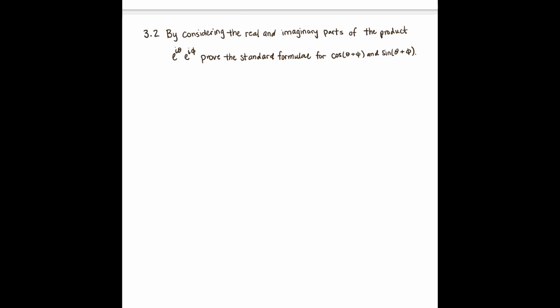Today we are going to be solving problem 3.2 in Math Methods by Riley. By considering the real and imaginary parts of the product e to the i theta times e to the i phi, prove the standard formula for cosine of theta plus phi and sine of theta plus phi.